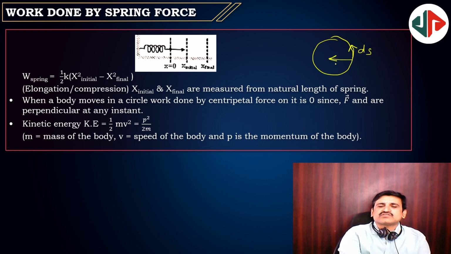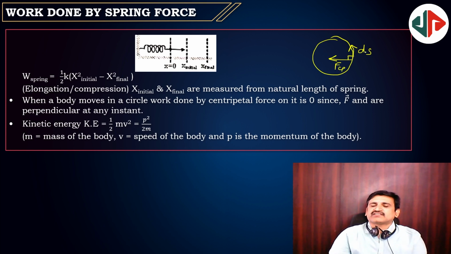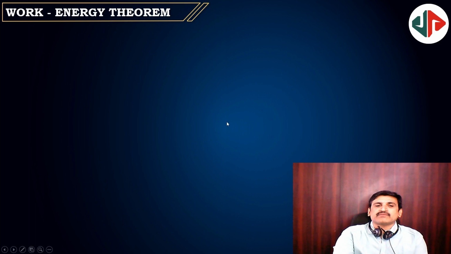This is the force, centripetal force. Centripetal force is always perpendicular, so obviously the work done by centripetal force is 0. Work done by centripetal force is always 0. Obviously, the kinetic energy is maintained constant, and the kinetic energy expression is half mv square, which can also be noted as p square by 2m, where p is the linear momentum.